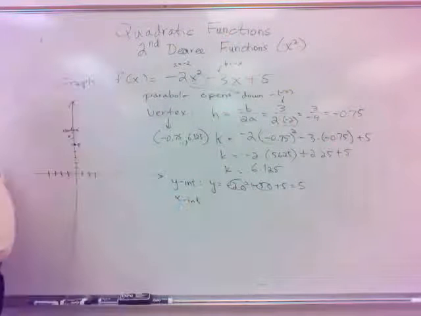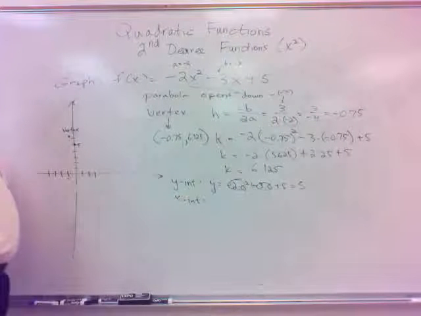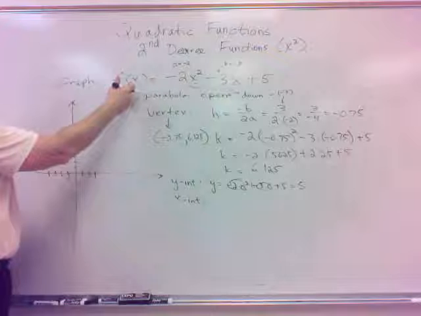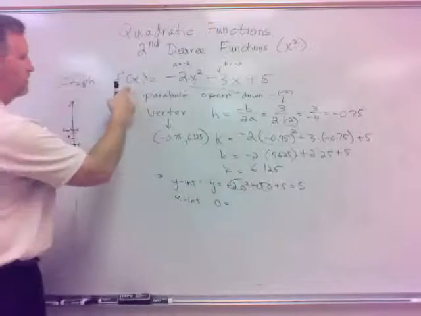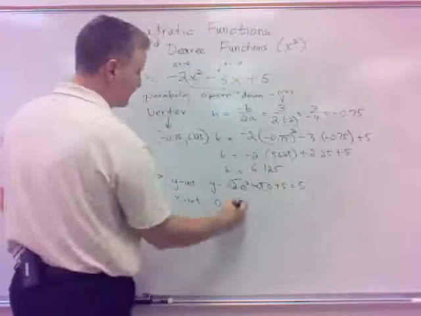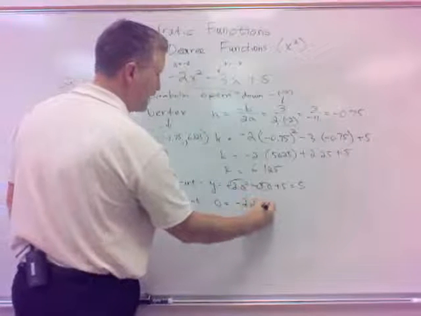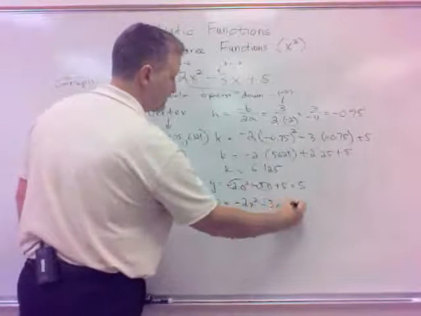Let's talk the x-intercept. To find the x-intercept, you set y to be 0, but in this case it's f of x instead of y, so we set f of x equal to 0. So we get 0 equals negative 2x squared minus 3x plus 5.